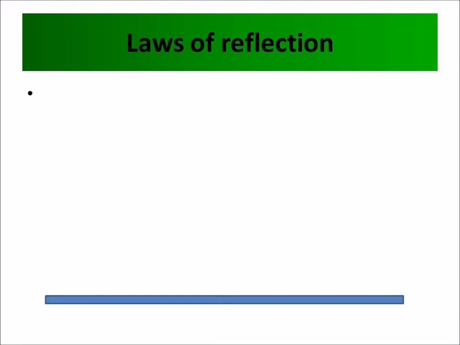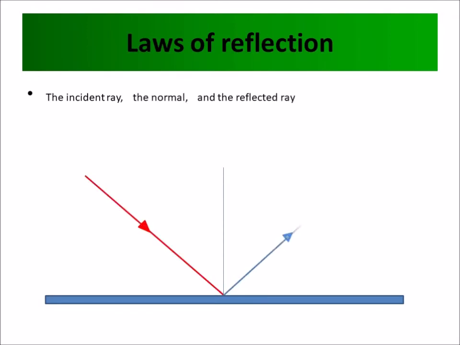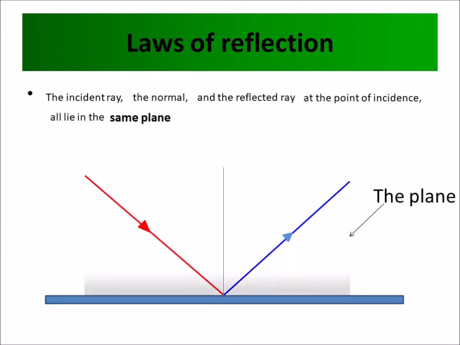Let us now look at the second law of reflection, which states the incident ray, the normal, and the reflected ray at the point of incidence all lie in the same plane.